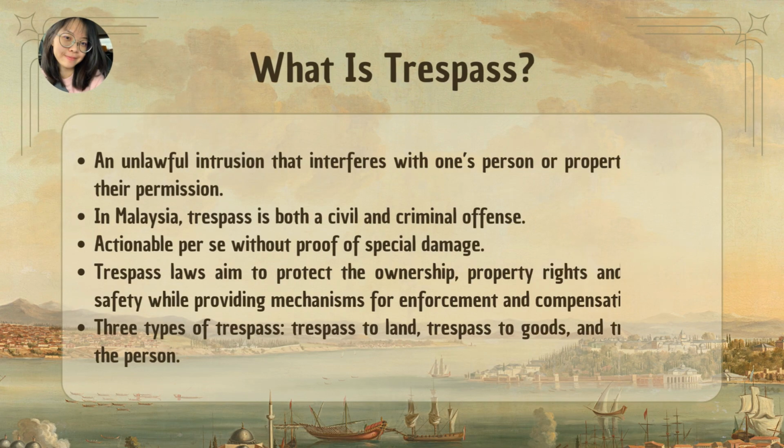What is trespass? Trespass is an unlawful intrusion that interferes with one's person or property without their permission. In Malaysia, trespass is both a civil and criminal offence. It is actionable per se without proof of special damage. Trespass law aims to protect the ownership, property rights, and personal safety while providing mechanisms for enforcement and compensation. There are three types of trespass, which are trespass to land, trespass to goods, and trespass to the person.